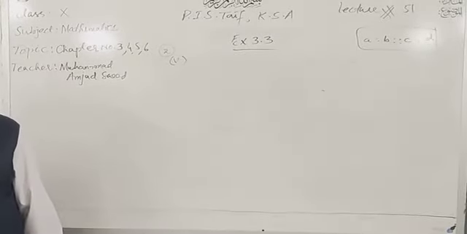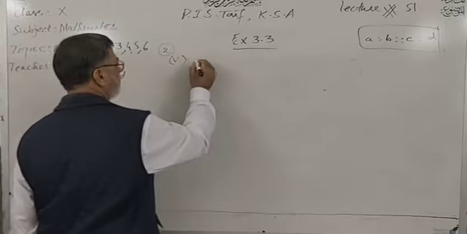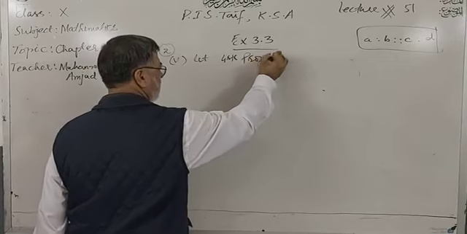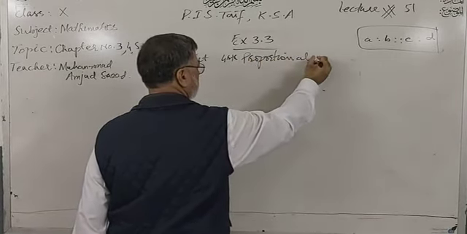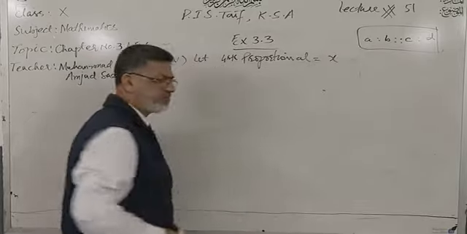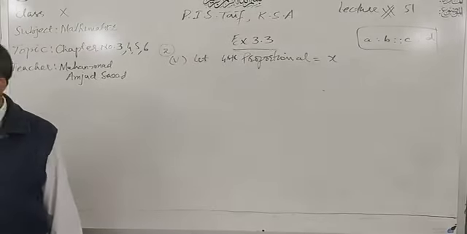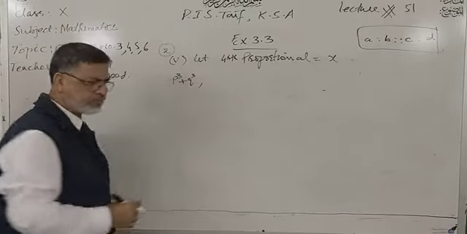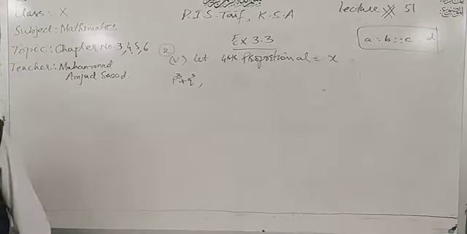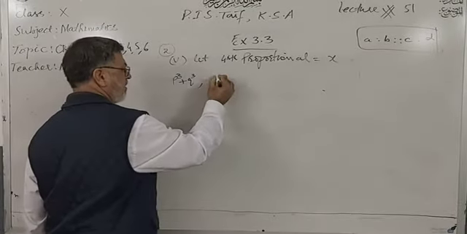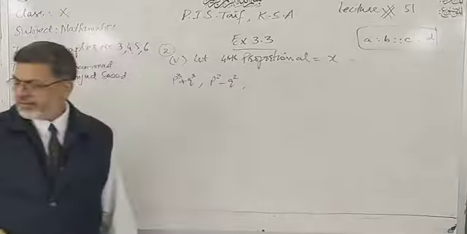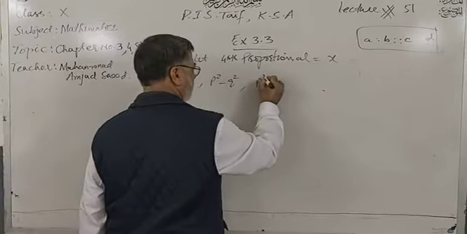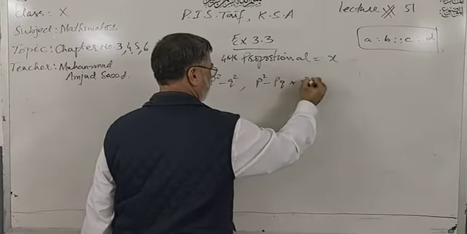We have to find fourth proportional. Let fourth proportional be equal to x. Part number 5 is p cube plus q cube, p square minus q square, and p square minus pq plus q square.